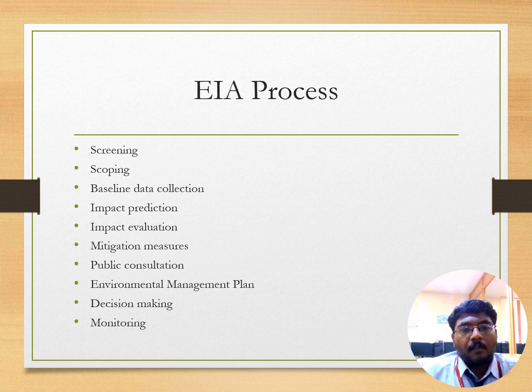Next we see the steps carried out during the entire EIA project. There are 10 different steps that should be followed during the entire EIA process. They are the screening process, scoping process, baseline data collection process, impact identification process, impact evaluation process, mitigation measure process, public consultation process, environmental management plan process, decision making process, and finally the monitoring process.